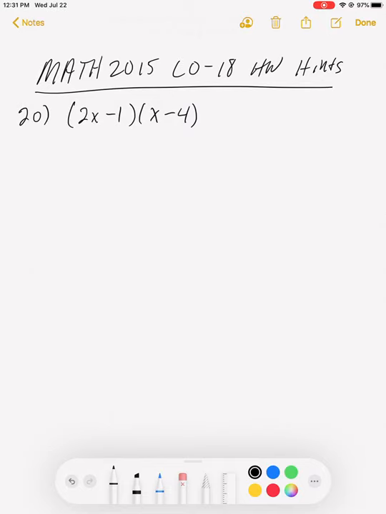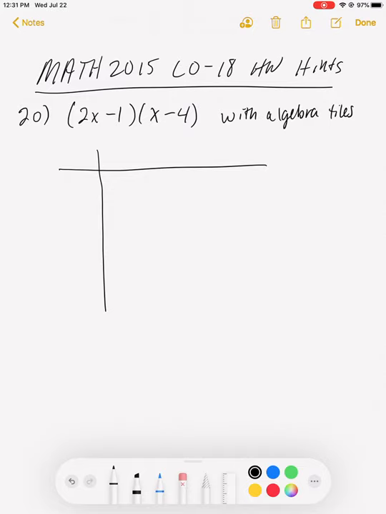So first we're going to do this with algebra tiles. I usually take the first factor and put that in the horizontal. The algebra tiles are an area model. Let's put that as the horizontal. So 2x minus 1, I need to demonstrate here. So the area model, just like with multiplication of whole numbers.